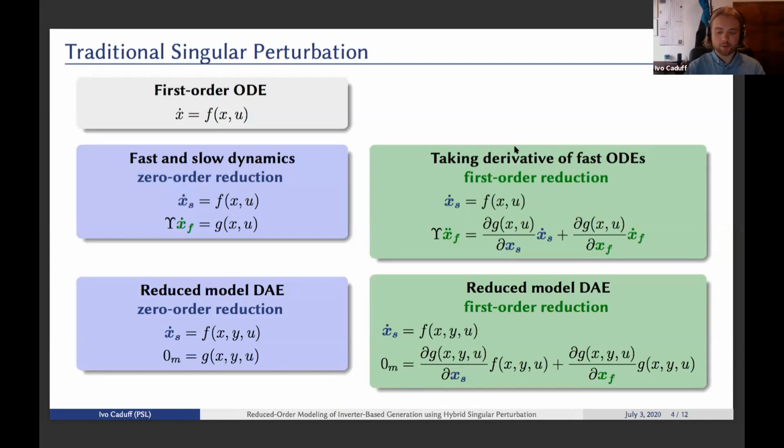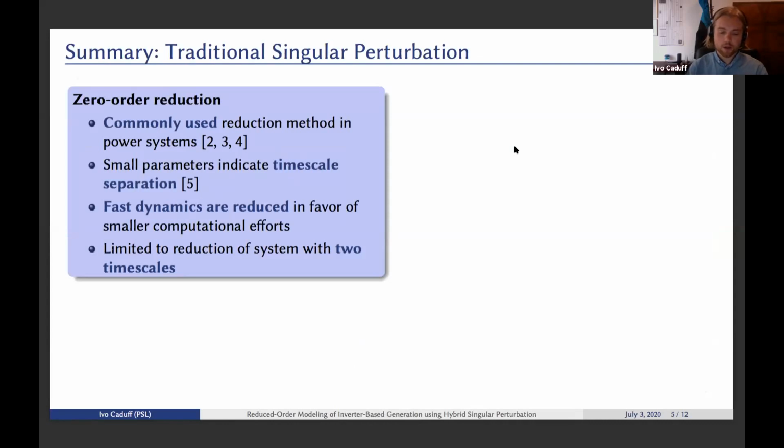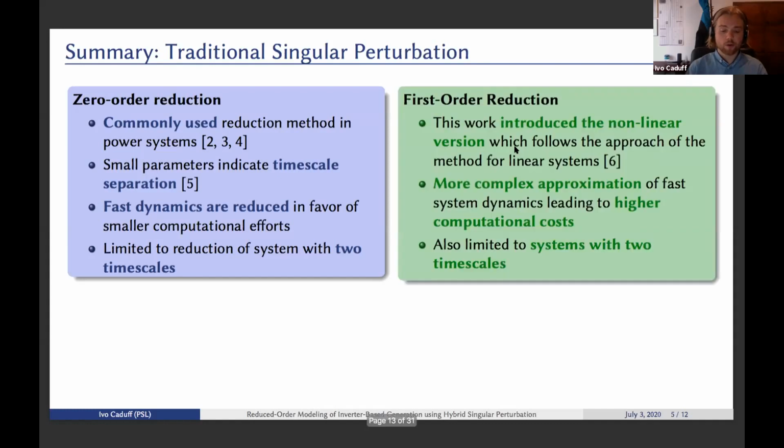Before I continue explaining the contributions of this work, I would like to quickly recap the key differences of zero and first-order singular perturbation. Zero order, or the traditional singular perturbation method, is commonly used in power system models and uses small parameters to separate the system into slow and fast states. The dynamics of the fast states are neglected in order to improve computational performance. It is therefore only possible to distinguish between two different timescales. Most of the points also apply to the first order method. However, the complex algebraic constraints allow for a more accurate reduced order model at the cost of computational effort.